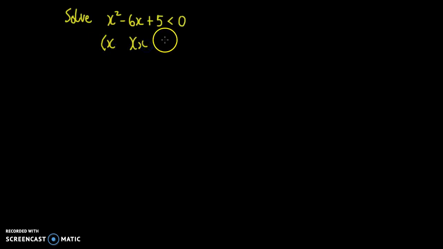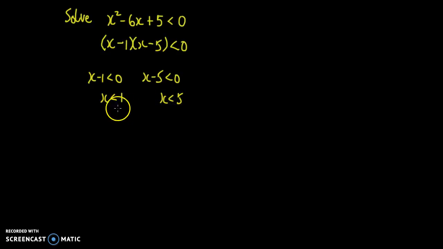x and x. Two numbers multiply to give 5, add to give -6: -1, -5, and it's less than 0. So the common mistake is to then take each bracket to be less than 0, and we end up getting x is less than 1 and x is less than 5. So let's test out and see if it works.